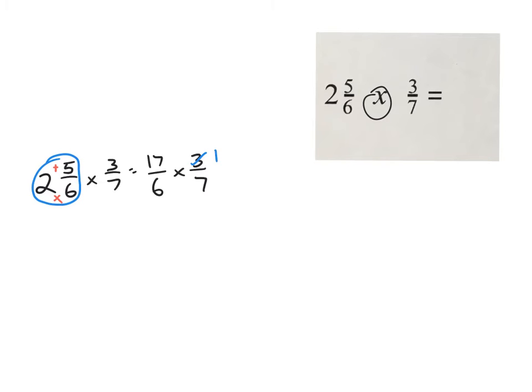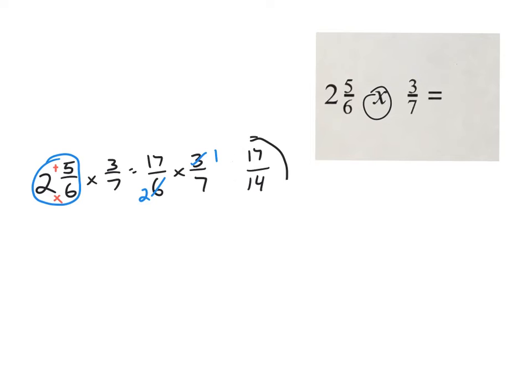3 goes into 3 once, 3 goes into 6 2 times. Then we multiply straight across like the algorithm tells us to do for multiplication. So we say 17 times 1 is 17. 2 times 7 is 14. This is improper. We need to turn it into a mixed number. So we can't leave it as our answer.